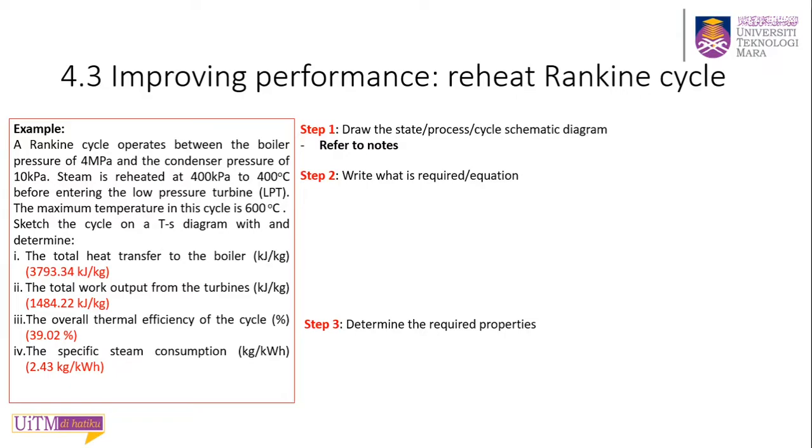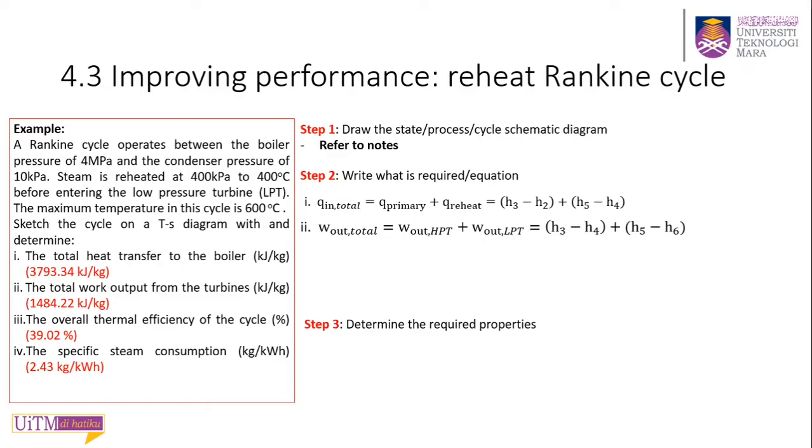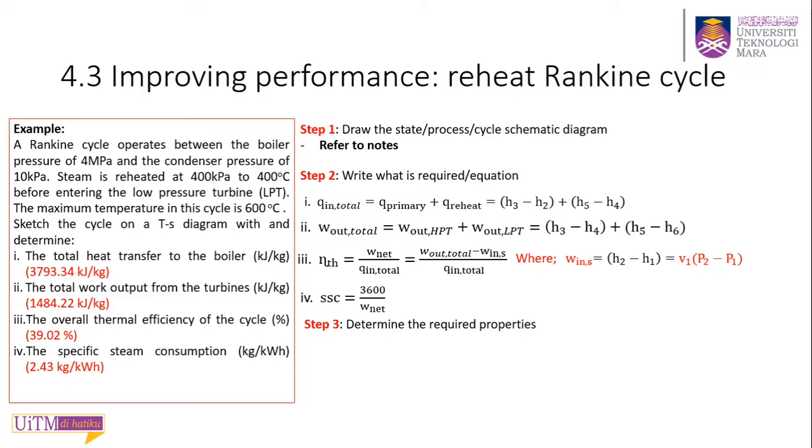For step 2, to find the total heat transfer, the following equation can be used. Total heat transfer involves both the primary heating and reheating components. To find the total work output, add both work outputs at the turbines. The thermal efficiency can be calculated using the following equation. Remember to calculate the ideal work input at the pump to find the net work output. And finally, the specific steam consumption can be calculated using the following formula.